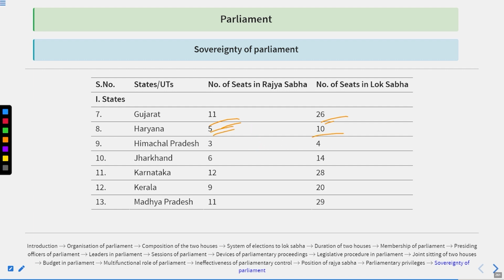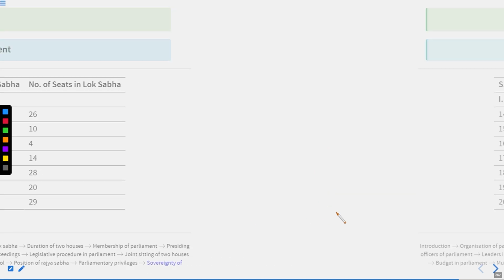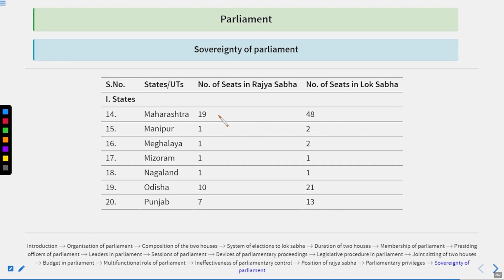Haryana 5 in Rajya Sabha, 10 in Lok Sabha. Himachal Pradesh 3 in Rajya Sabha, 4 in Lok Sabha. Jharkhand 6 in Rajya Sabha, 14 in Lok Sabha. Karnataka 12 in Rajya Sabha, 28 in Lok Sabha. Kerala 9 in Rajya Sabha, 20 in Lok Sabha. Madhya Pradesh 11 in Rajya Sabha and 29 in Lok Sabha. Maharashtra 19 in Rajya Sabha, 48 in Lok Sabha.